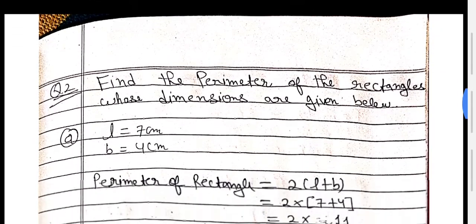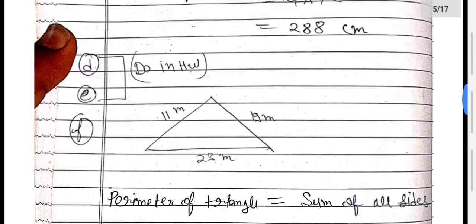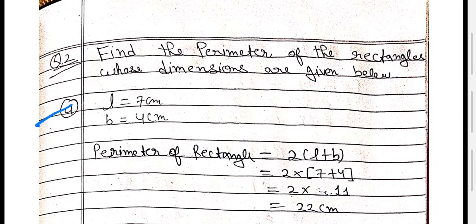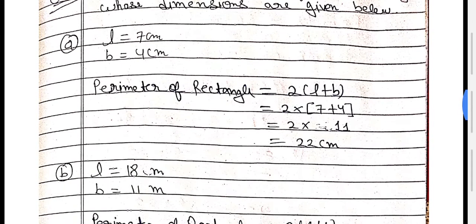Now come to question number 2. Find the perimeter of the rectangle whose dimensions are given below. In the question you are given some figures, and you have to find the perimeter of a rectangle. In the first part L is given, breadth is given, you have to find the perimeter. So the perimeter of a rectangle is 2 into L plus B. Just write 2 here, L value 7 and B value 4, add, it becomes 11. Now multiply by 2, it becomes 22. So your answer is 22 centimeter.